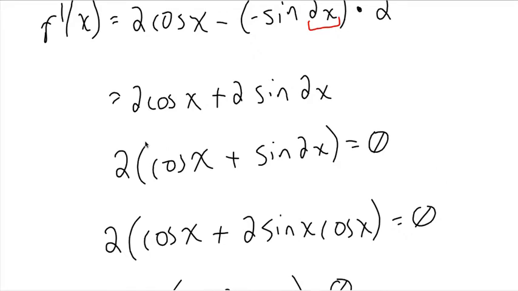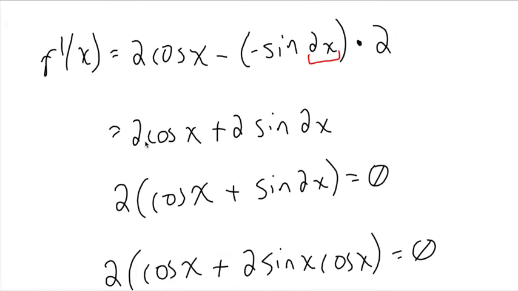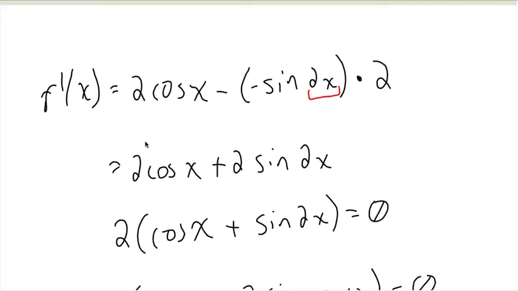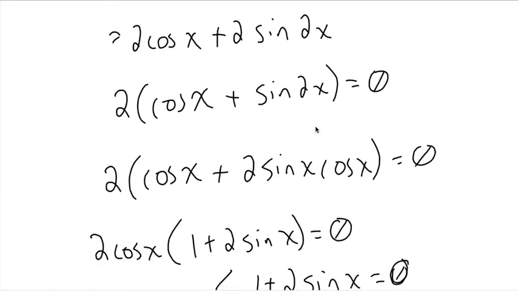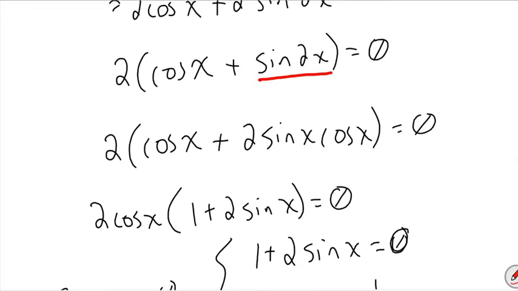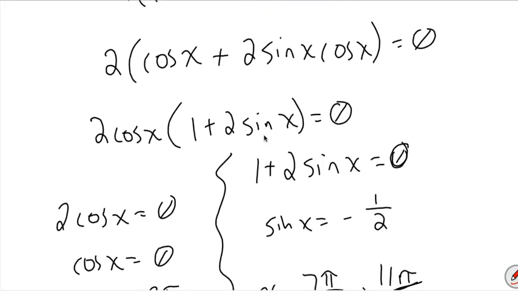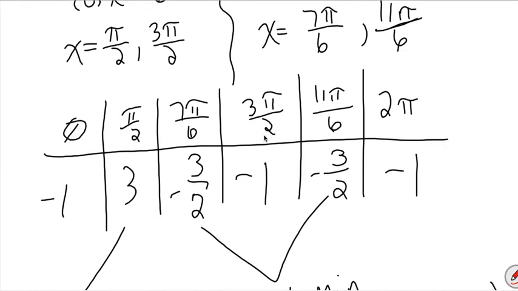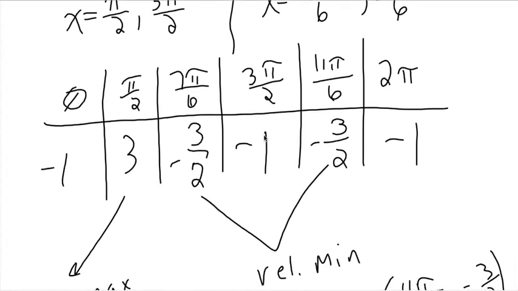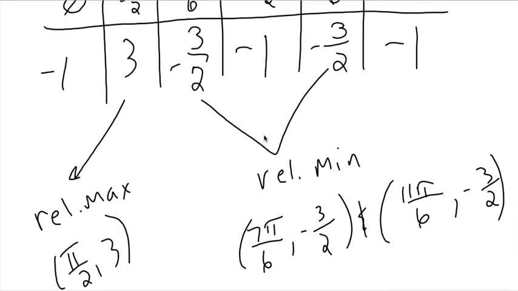We started out by doing our derivative. We got our 2 cosine x minus, and then the derivative of the outside. Cosine is sine, and then the inside stays the same. And then times the derivative of the inside is 2. And then we had to use our double angle identity for sine, which was 2 sine x cosine x. Factored, we found our zeros, we made up our table, we plugged all those values in, and we found that we had a relative max here at this pi over 2 comma 3, and a relative min here at these two values.